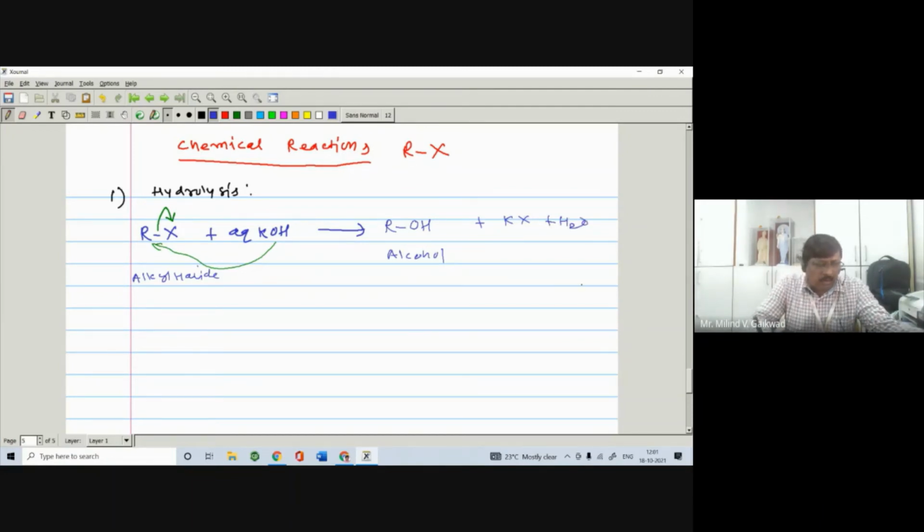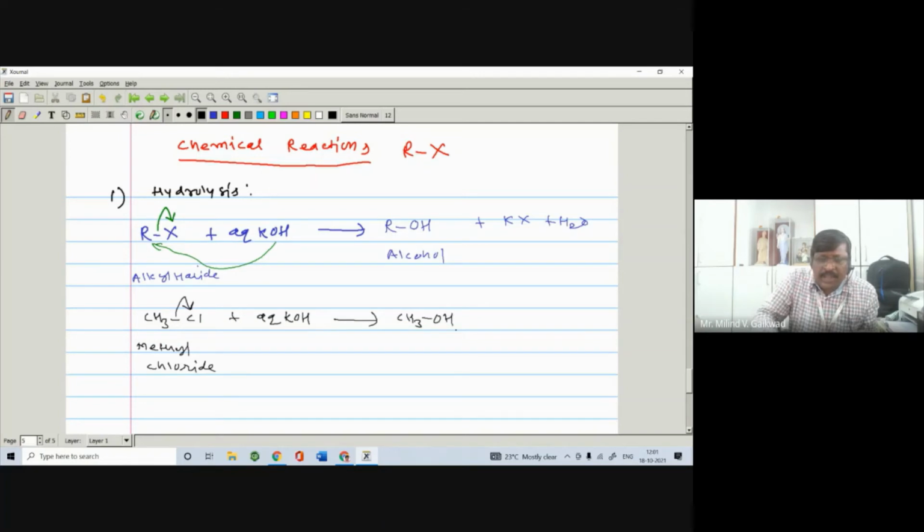So you are getting the alcohol. For example, suppose you take R as methyl and the halogen as chlorine: methyl chloride reacts with aqueous KOH. The sigma bond opens, giving Cl negative and C positive. The negative part, OH, the nucleophile, attacks the CH3 positive. So you get CH3OH plus KCl. This is the product, methyl alcohol.